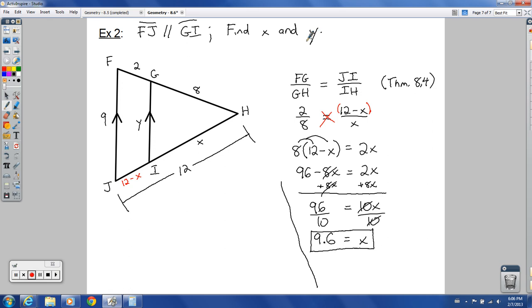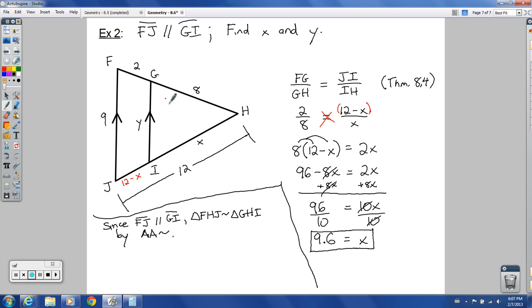Now we have to find y. So I'm going to segregate this off here, and let's think about it. So since segment FJ is parallel to segment GI, we can say that triangle FHJ is similar to triangle GHI by angle, angle similarity. So let's look at the picture and see what I mean by that.